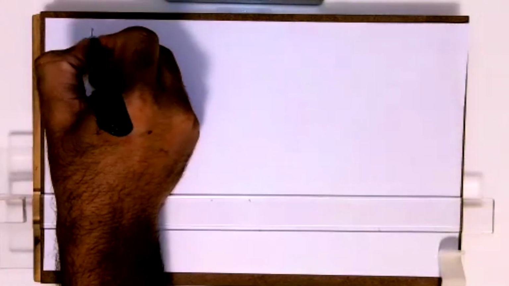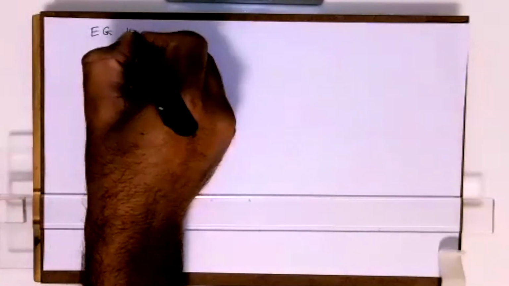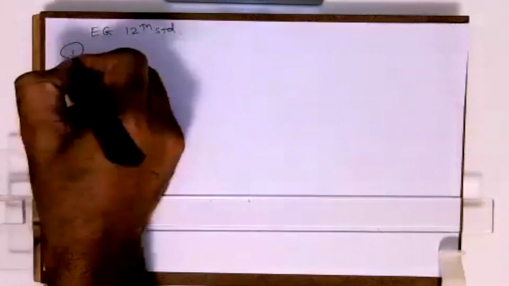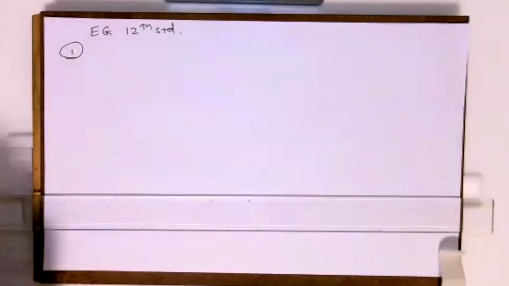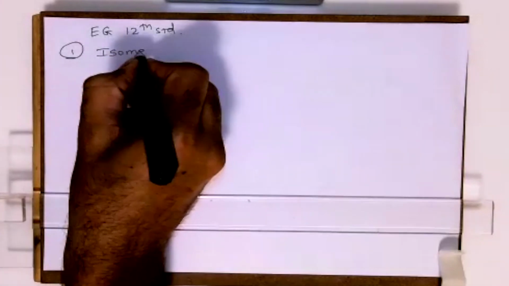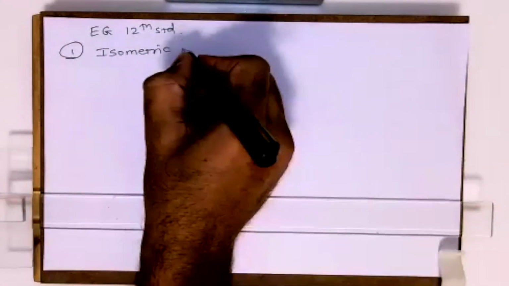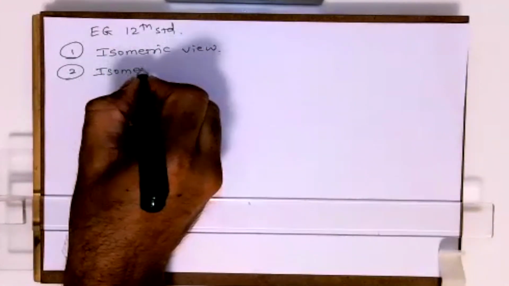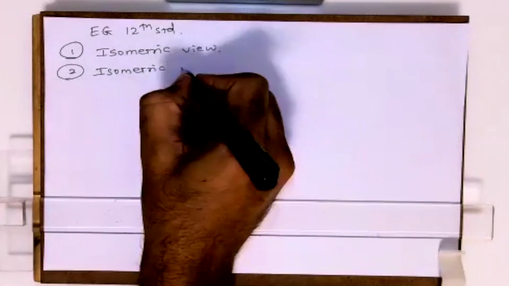So today is our first class. This is for engineering graphics, 12th standard, right? The first topic is isometric projection. In 11th standard, you people have studied isometric view, and now you're going to study isometric projection. So first, what is the difference between these two things?